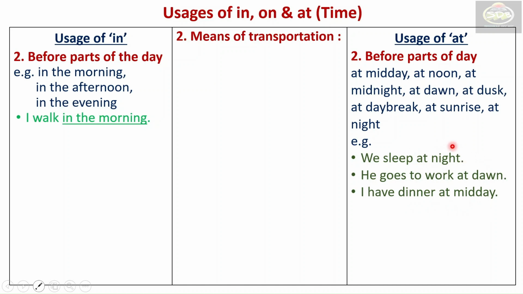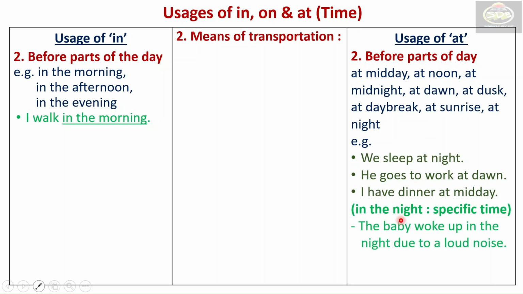If we indicate the whole night in general, we use at night. But if we are trying to indicate a particular point, we use in the night. Example, the baby woke up in the night due to a loud noise. It means the baby woke up at a specific or particular time at night. Therefore, we say in the night. Yesterday, I was disturbed in the night due to a loudspeaker. At night denotes a whole night. In the night means a specific point, a specific time, not the whole night.